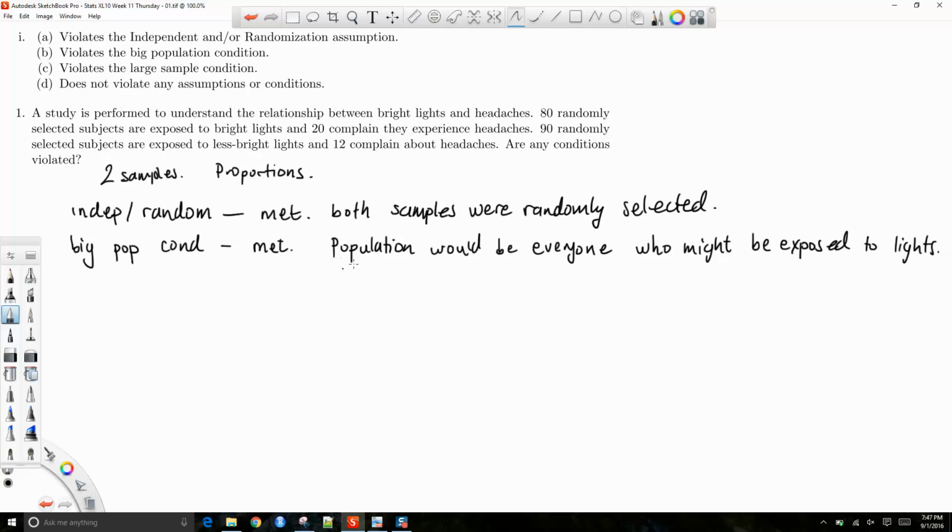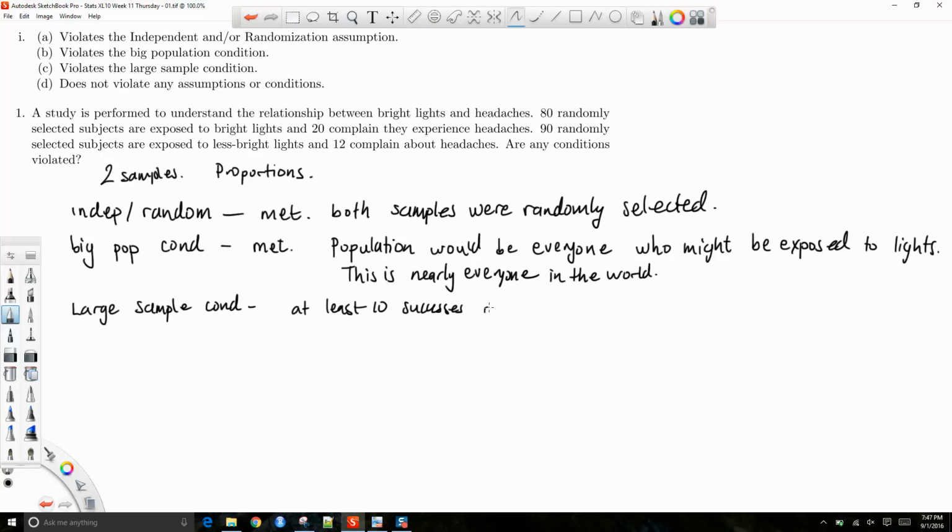We're talking about humans, right? Okay, and then we have the large sample condition. And so for this one, because we're dealing with proportions, we need at least 10 successes and at least 10 failures in each sample.